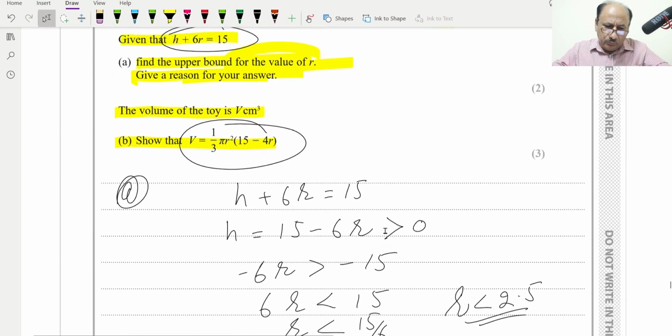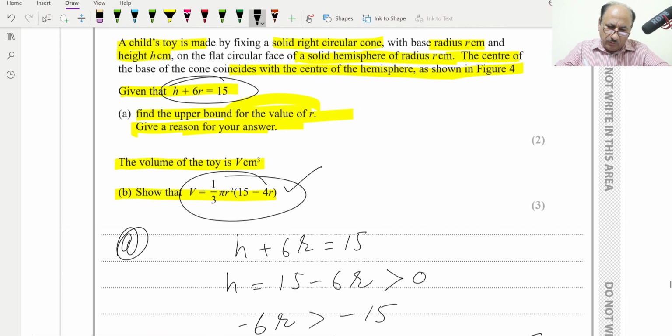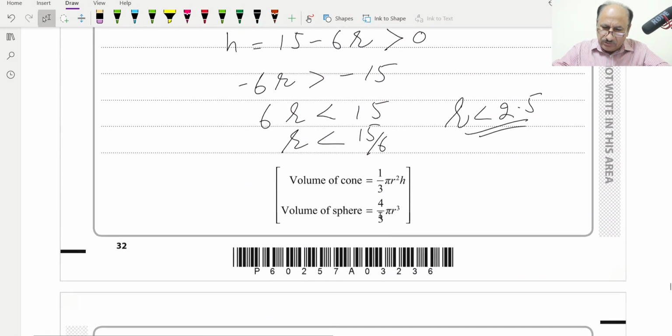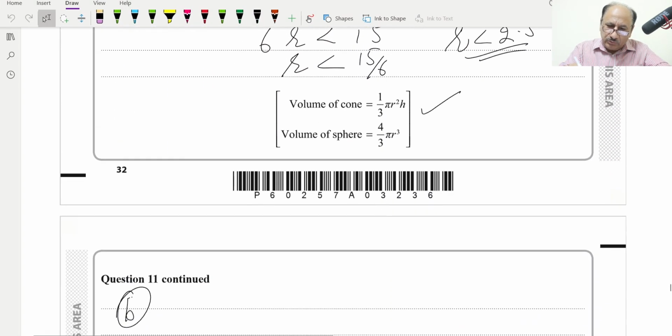For part b we have to show that this volume is equal to this. The volume of this complete toy is the volume of this cone portion and the volume of this hemisphere. These two equations are provided over here, and we'll be using these two equations.